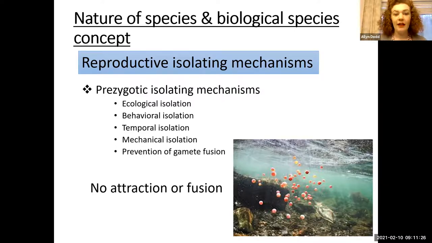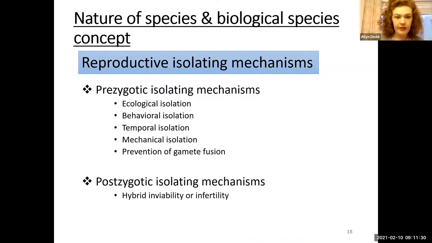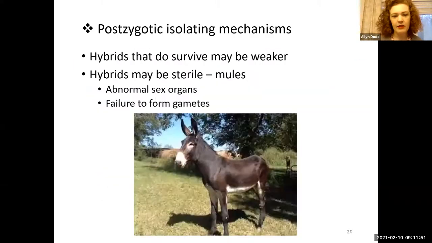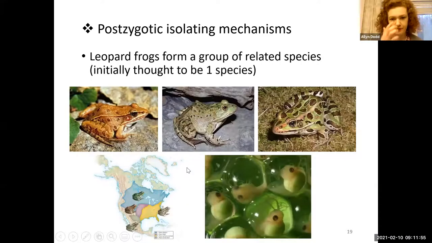Okay. Now, those are the prezygotic isolating mechanisms. There are five. There is one, you're gonna love this. There's one postzygotic isolating mechanism. And that's just hybrids either don't live or they can't have babies. That's it. Hybrid inviability, they don't live, or infertility. And the most common example of this are like mules. I'll come back to that.